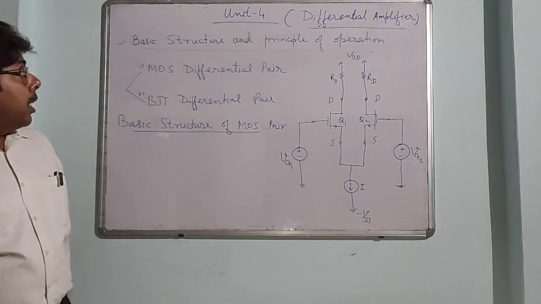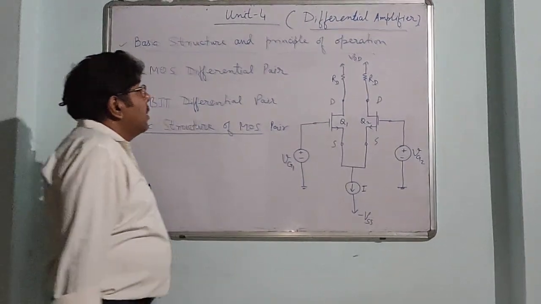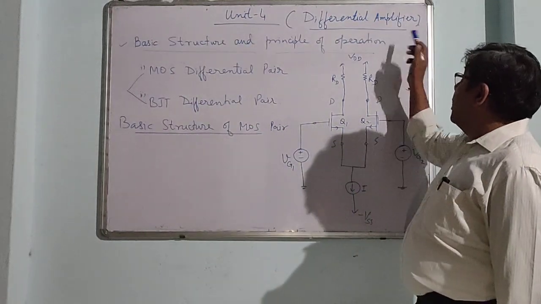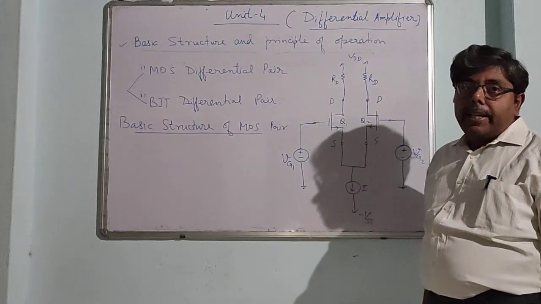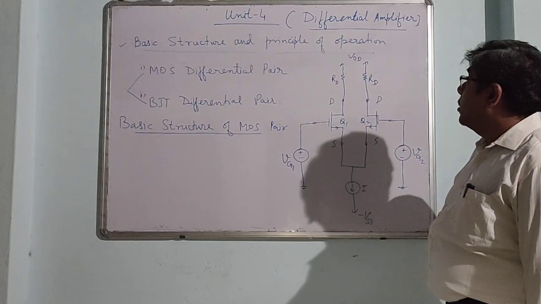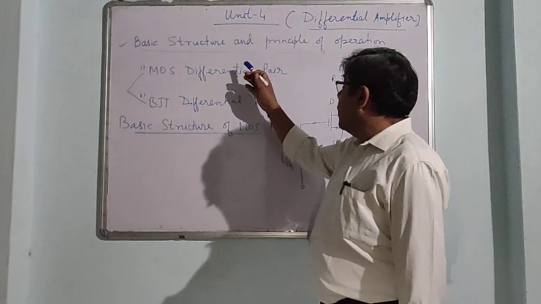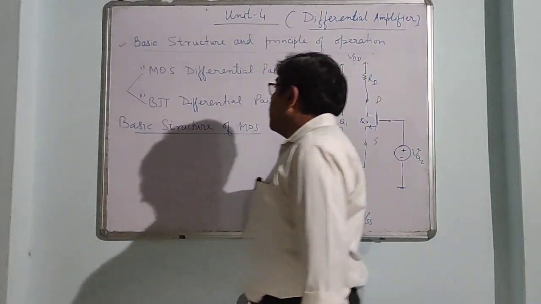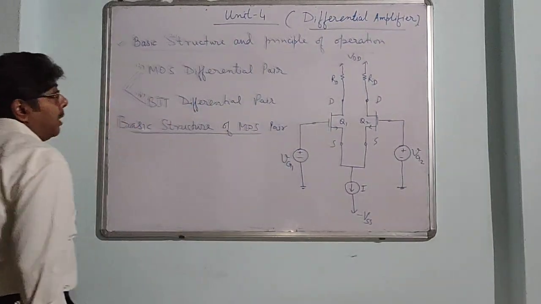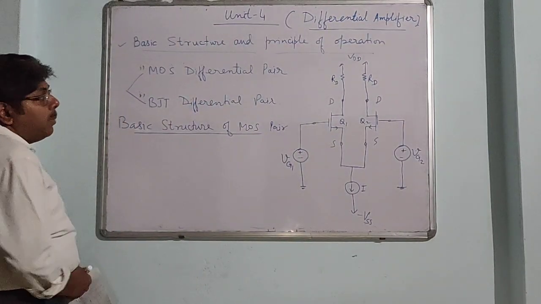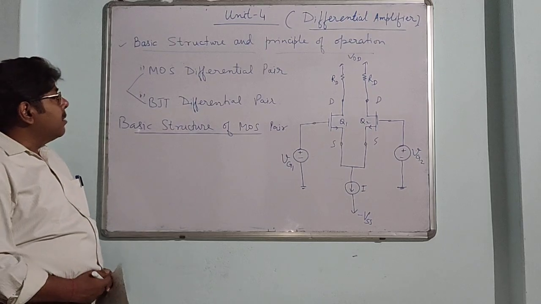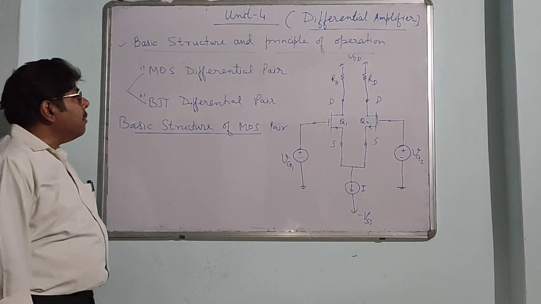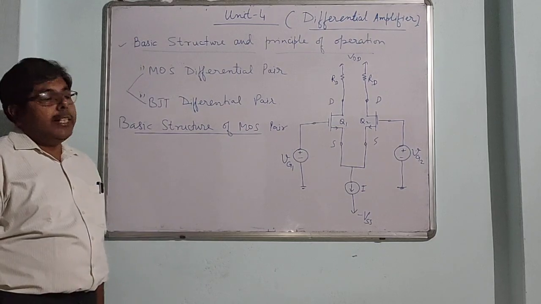Today we are going to start another topic which is related to Unit 4, Differential Amplifier. And the first part of this topic is basic structure and principle of operation. We have two types of differential amplifier here. One is MOSFET based and another is BJT based. So the first one is called MOS differential pair and the second one is called BJT differential pair.